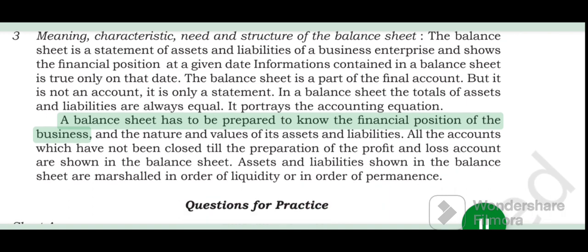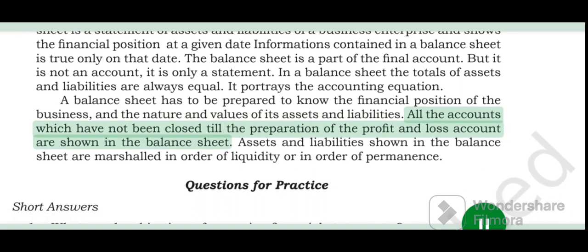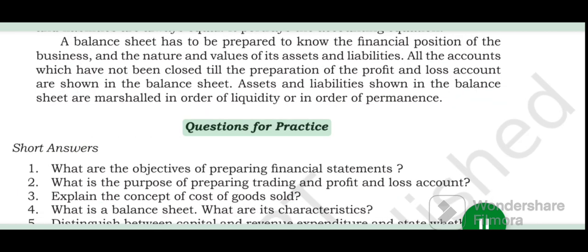A balance sheet has to be prepared to know the financial position of the business, and the nature and values of its assets and liabilities. All the accounts which have not been closed till the preparation of the profit and loss account are shown in the balance sheet. Assets and liabilities shown in the balance sheet are marshalled in order of liquidity or in order of permanence. Questions for practice.